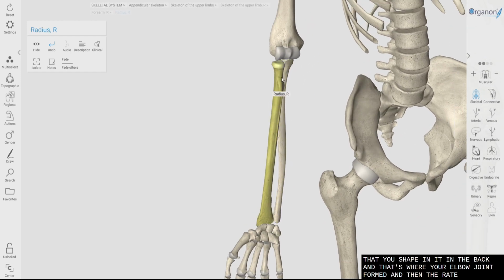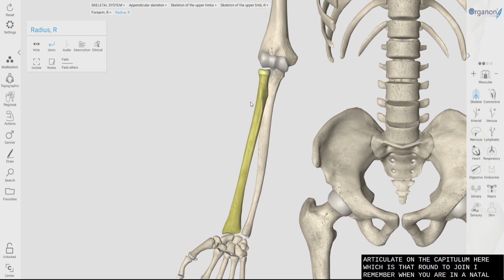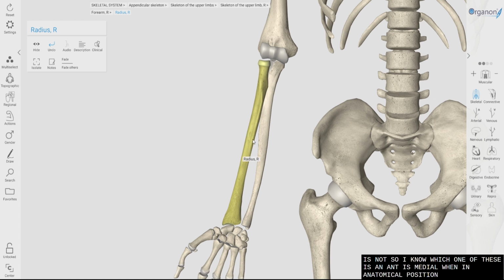And then the radius articulates on the capitulum here, which is that rounded joint. Now remember, when you're in anatomical position, the radius is lateral and the ulna is medial. Now, if you turn your arms inwards, then your radius is not. So know which one of these is medial when in anatomical position. And then the radius has this radial tuberosity here.